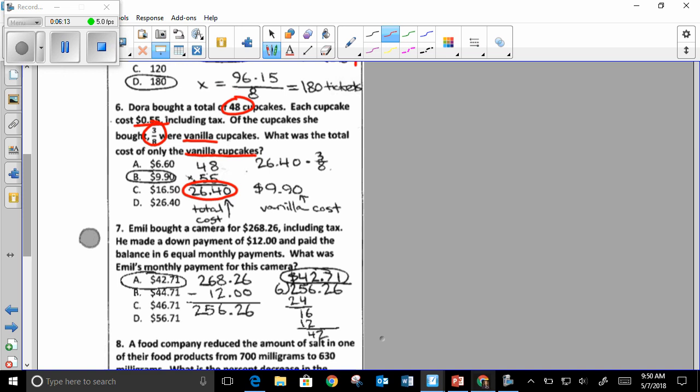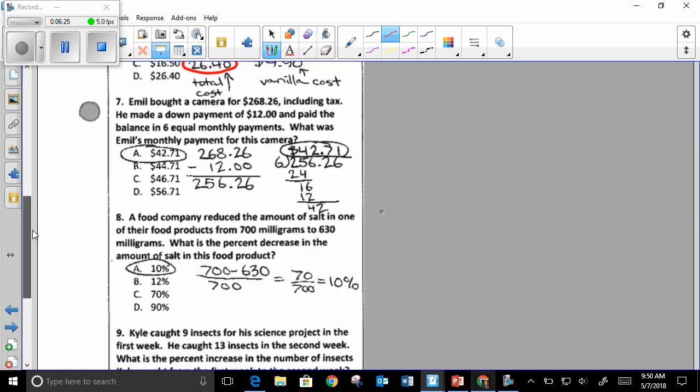Or you could find out what 3/8 of 48 cupcakes is and then multiply it by 55 cents. Either way, you're going to get the answer. So there are multiple ways you can get that answer.